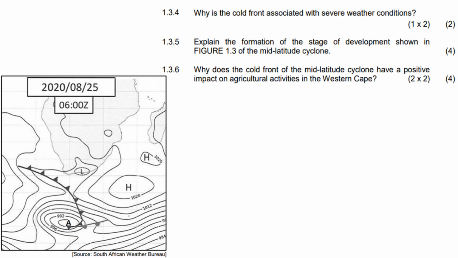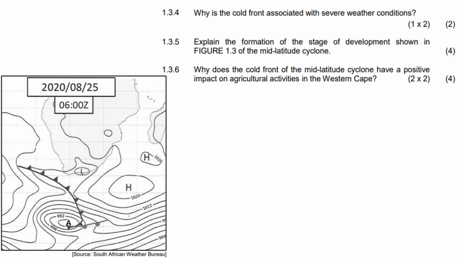1.3.4, why is the cold front associated with severe weather conditions? That is another way of asking you why your worst weather is experienced along the cold front. You're going to find that the cold front has a steep pressure gradient. Along the cold front, there's a rapid movement or upward movement of warm air. That air cools down very quickly, and you're also going to find that along the cold front, you are going to have the formation of cumulonimbus clouds, which will produce heavy rain and thunder, and on occasion lightning.